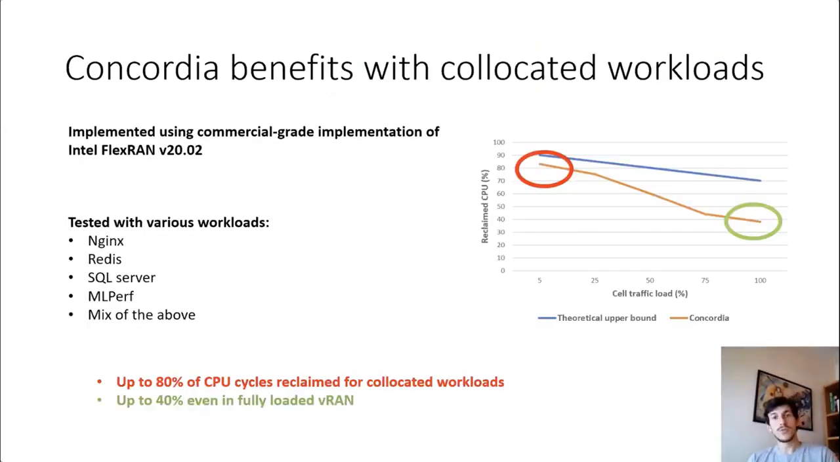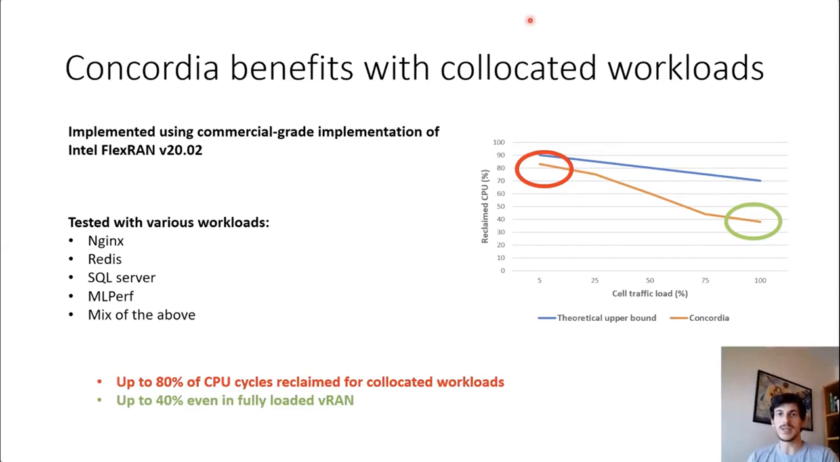Now, in terms of results, we implemented Concordia using the state-of-the-art commercial-grade VRAN implementation of Intel FlexRAN. And here you can briefly see one of the results that demonstrates the percentage of CPU that we can reclaim with Concordia in the ideal case, where a collocated workload can make use of all the CPU cycles that are being left idle from the VRAN. And as you can see on the left, we can reclaim up to about 80% of the CPU cycles in the case of a low traffic load.